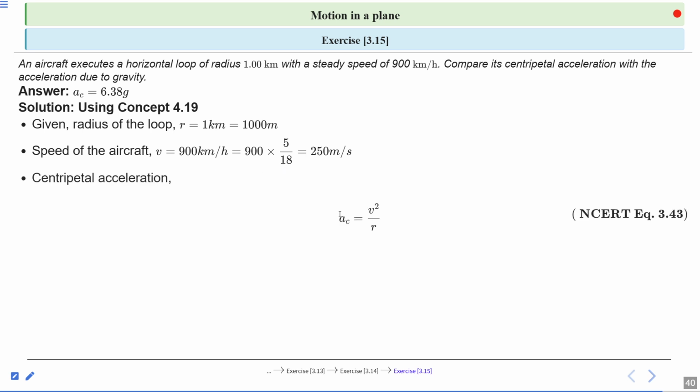Centripetal acceleration is equal to v square divided by r. This is the formula of the centripetal acceleration. Just substitute the value of v, that is 250 meter per second. So 250 whole square, and r is 1000 meter. Solving this, you will get 62.5 meter per second square. This is the centripetal acceleration.